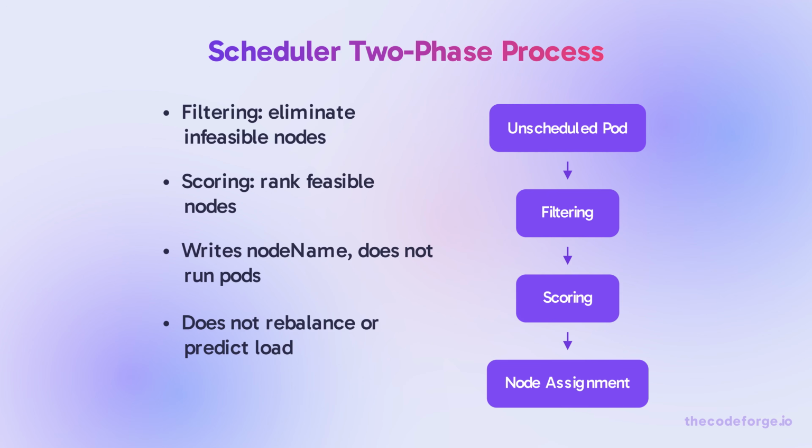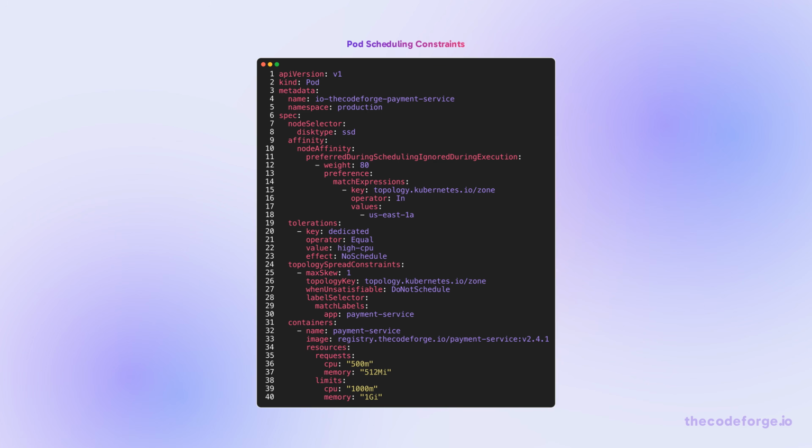The scheduler uses a 2-phase process. Filtering eliminates nodes that can't run the pod, then scoring ranks the remaining nodes. It only writes the nodeName field. The kubelet does the actual work. This pod has a hard nodeSelector, soft node affinity, tolerations for a taint, and topology spread constraints. The scheduler evaluates all these during filtering and scoring.